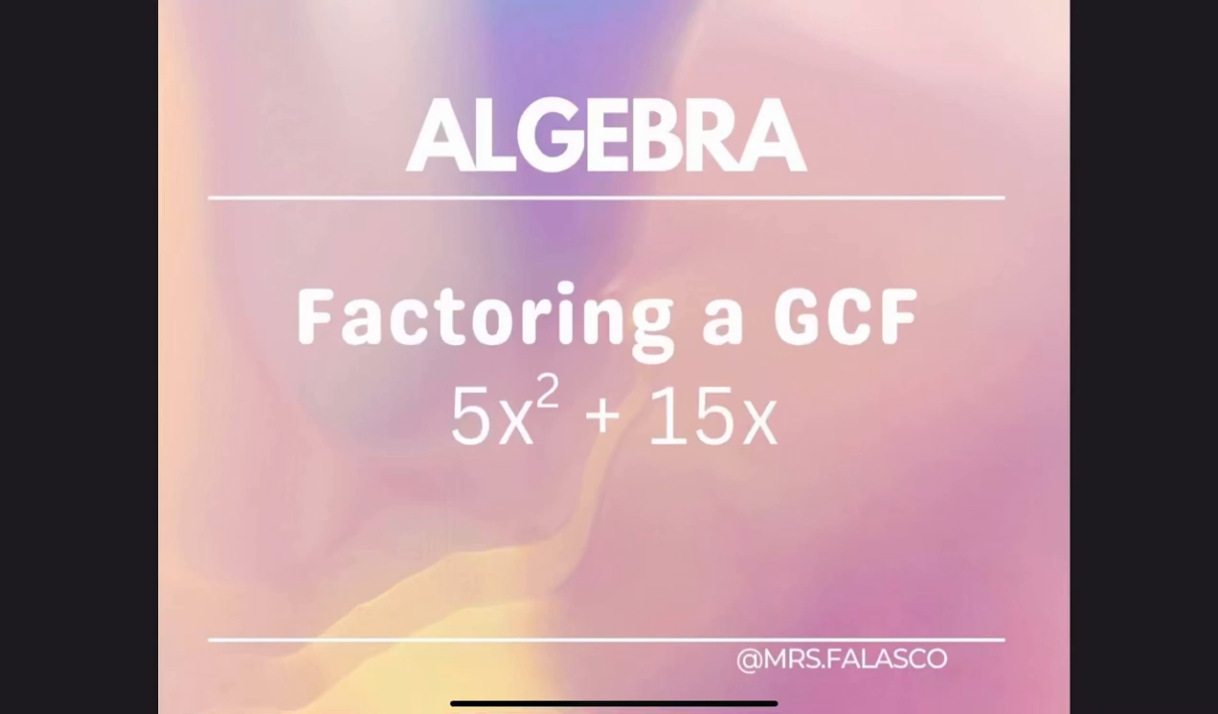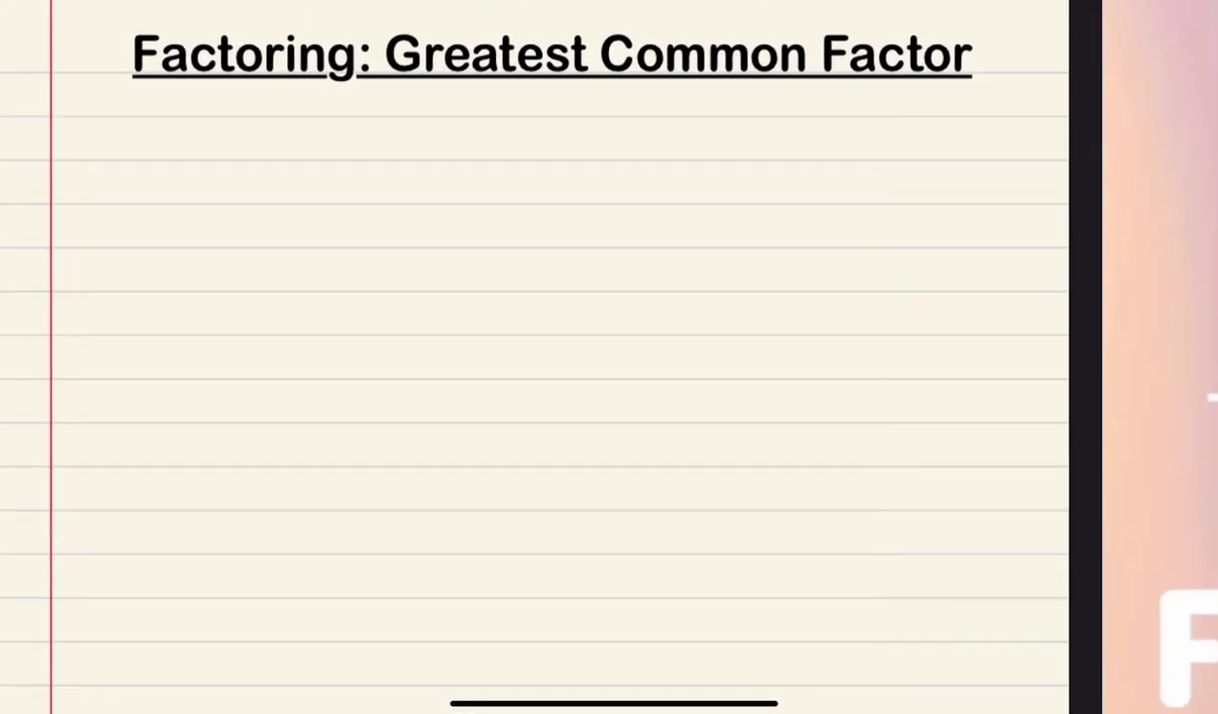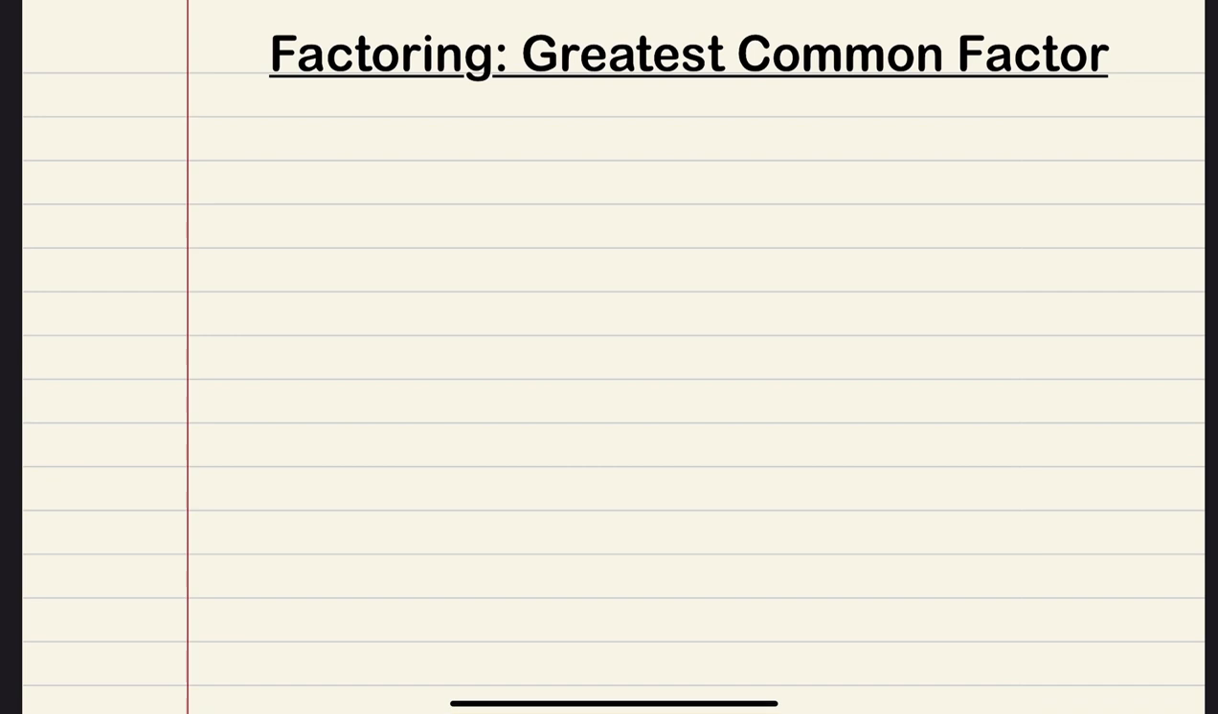Factoring a GCF. Whenever we're factoring any expression, whether it be a binomial, a trinomial, or a polynomial, we always start with trying to see if that polynomial has a GCF. GCF stands for greatest common factor, and that means I want the largest number and letter that fits into all terms. And I'm going to pull that guy out, and I'm going to write it as a product.